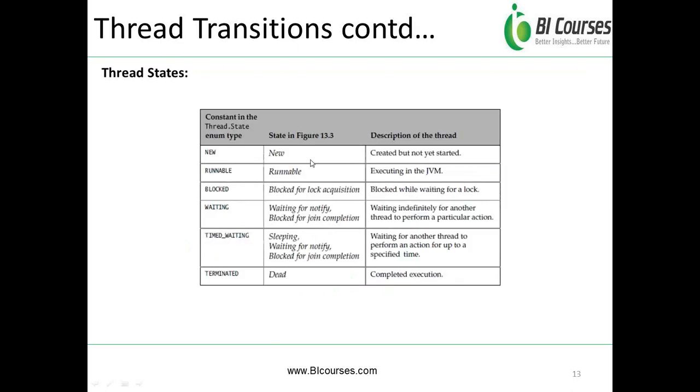New means created but not started. The rest is the same as what we discussed: runnable, blocked for lock acquisition, waiting state. We have these constants available in Thread.State. These are the enum types: NEW, RUNNABLE, BLOCKED, WAITING, TIMED_WAITING, TERMINATED.